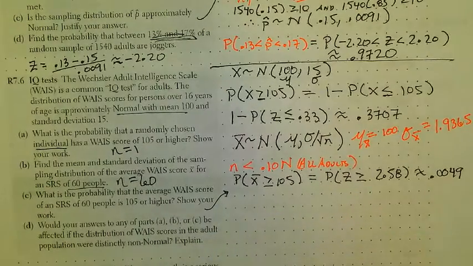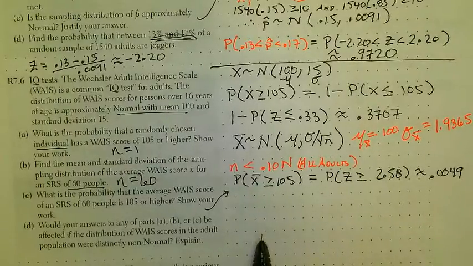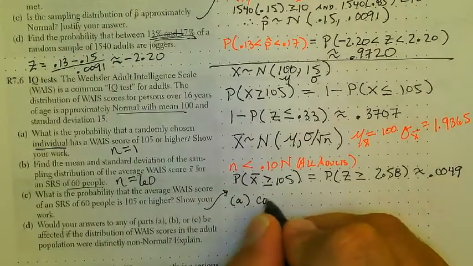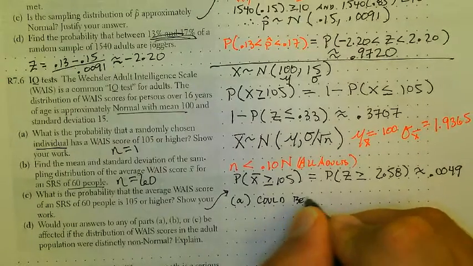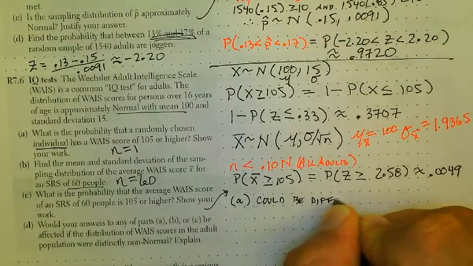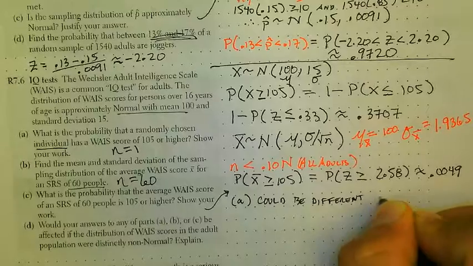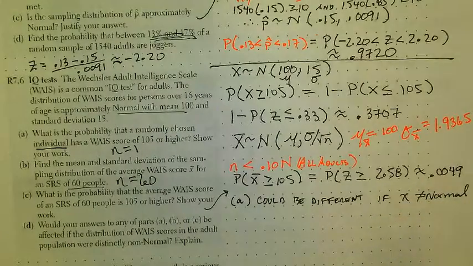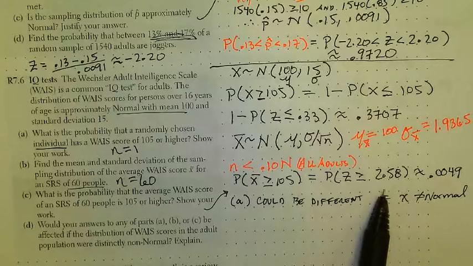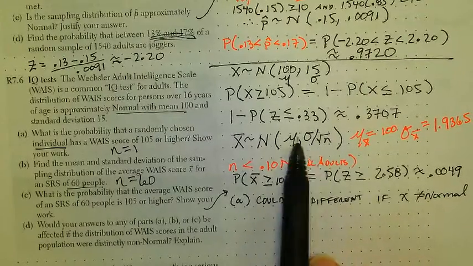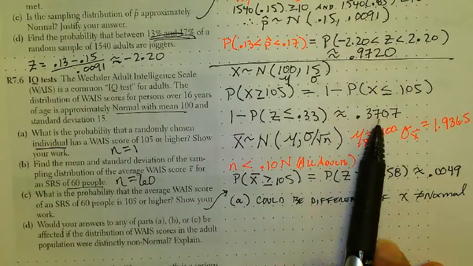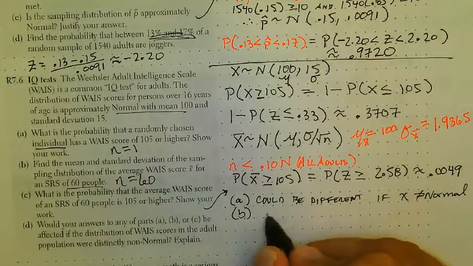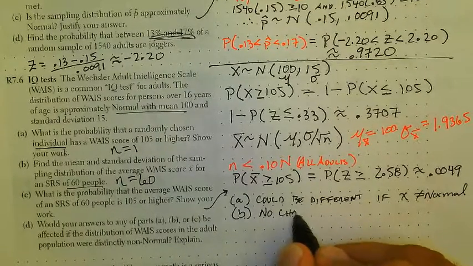Okay. And then finally, would any of the answers be different? Well, A could be different if x was not normal. Right? Because we wouldn't be able to use the normal distribution to figure out the probability, so it's possible that that probability were different. Okay. B is no change. Right?